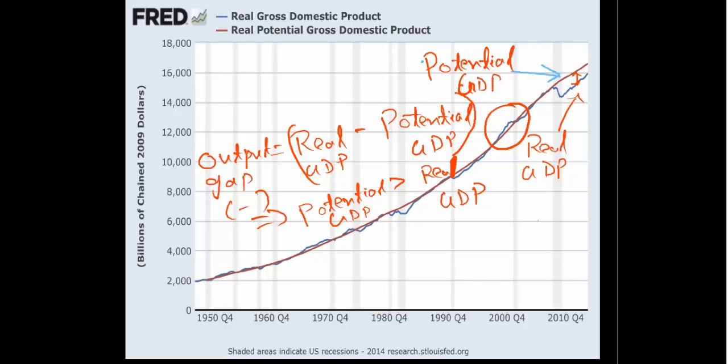So that takes us to our next question: what can we do to fill this gap between real GDP and potential GDP? And that's where policies and the government's role come in, which we'll be talking about in our following lecture.